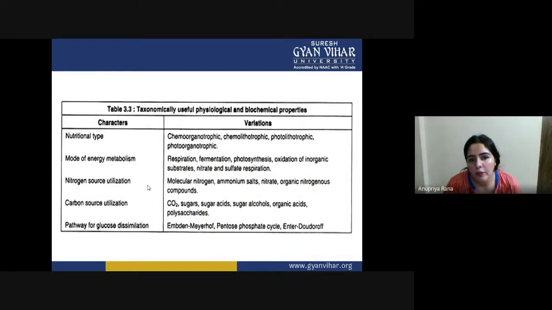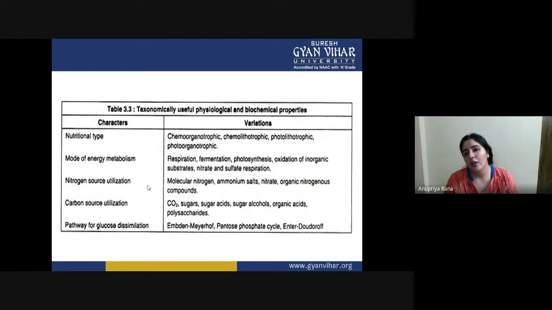Mode of energy metabolism: how they carry out all the metabolic activities inside their body, like respiration. Fermentation is also a key thing for bacteria; most bacteria are known for the process of fermentation. So: fermentation, photosynthesis, oxidation of inorganic substrates, nitrate, sulfate, respiration. All these modes of energy metabolism can also be used for classification.